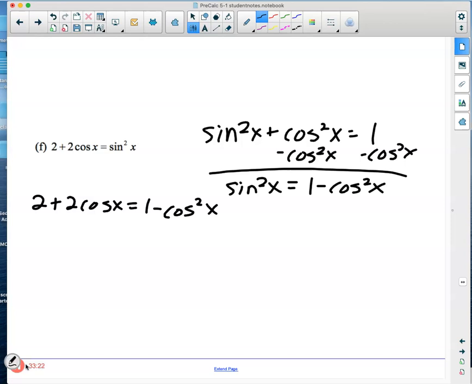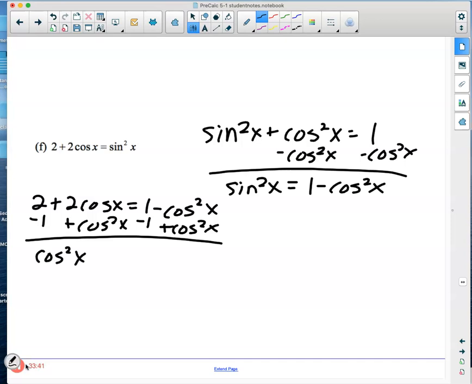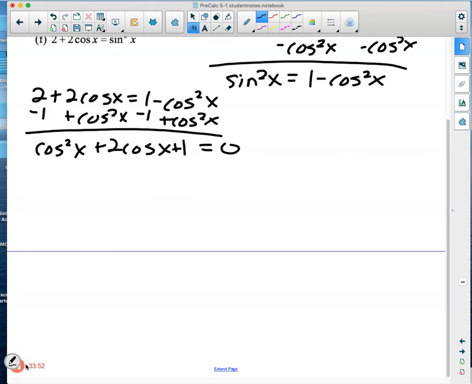And now I start thinking, hey, I should be able to factor this. So if I subtract a 1 from both sides and add a cosine squared x to both sides, I will have, putting this in order, standard form basically with the highest power first, cosine squared x plus 2 cosine x, and then a plus 1 because 2 minus 1 will give me 1, equals 0. All right, so let's see if we can get this one factored.